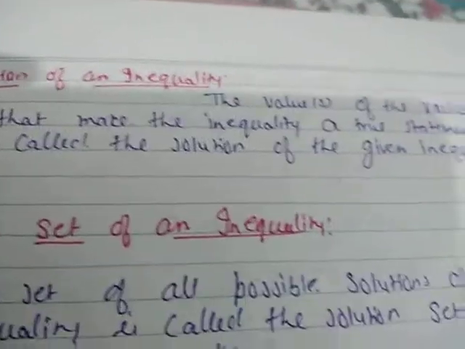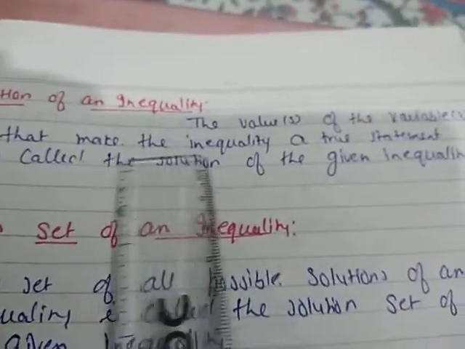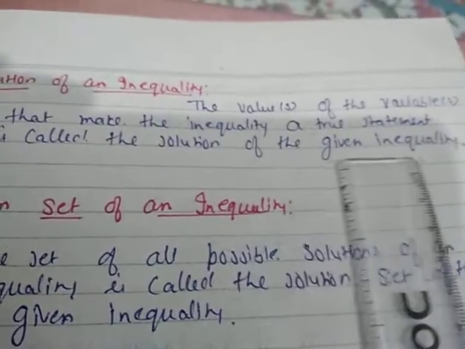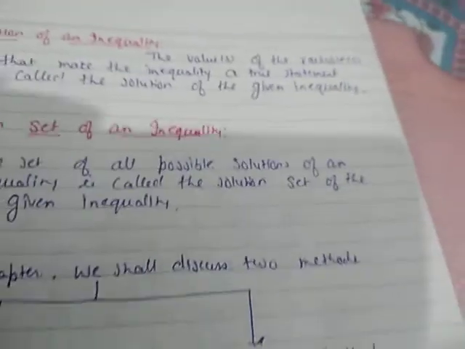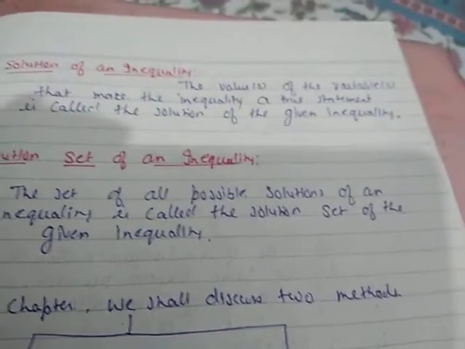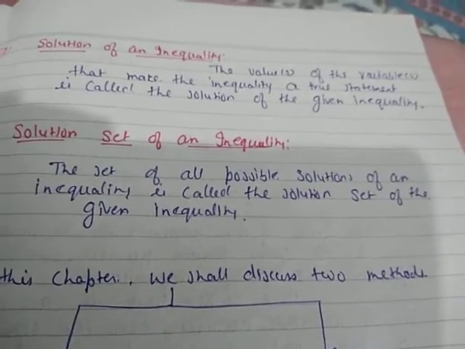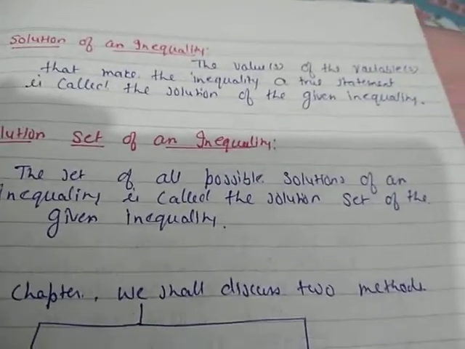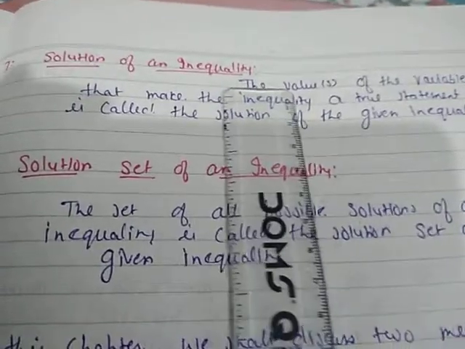Another term is solution of an inequality. The value of the variables that make the inequality a true statement is called the solution of the given inequality. If I am saying x is greater than 5, that means definitely it should be greater than 5. That means 6 is valid, 7 is valid. If I am saying x is equal to 6, that satisfies the given inequality. Therefore this is solution of an inequality.